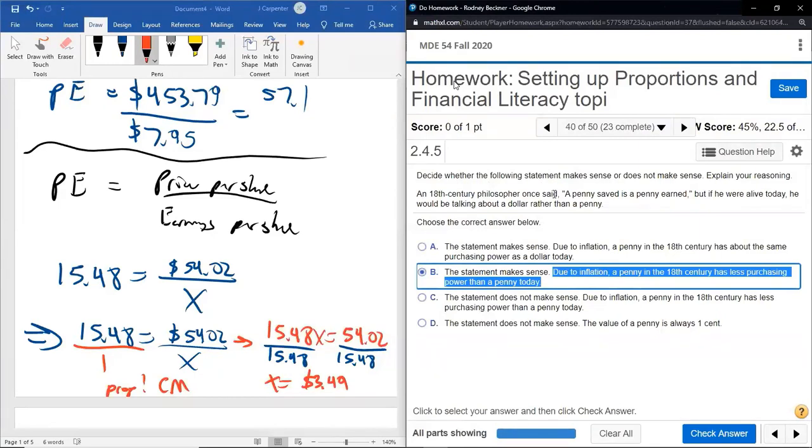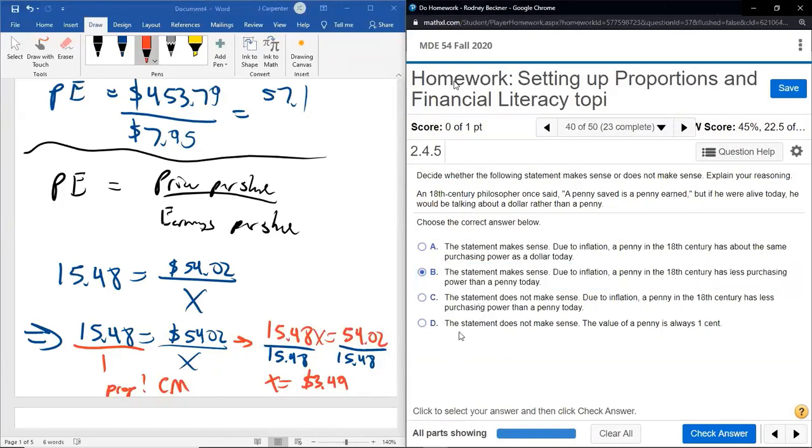So here's the problem. Even though that highlighted statement is correct, it says that the original statement makes sense, and the original statement says that a penny saved is a penny earned. So I don't know about that. All right, the statement does not make sense. Due to inflation, a penny in the 18th century has less purchasing power today than a penny today.